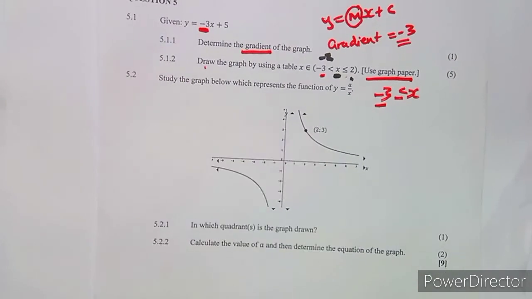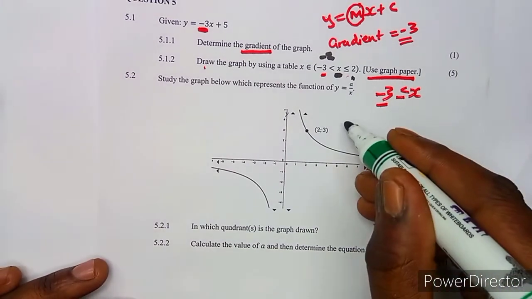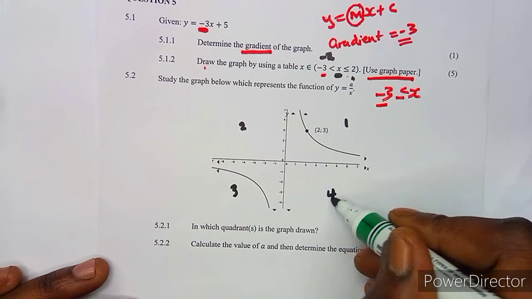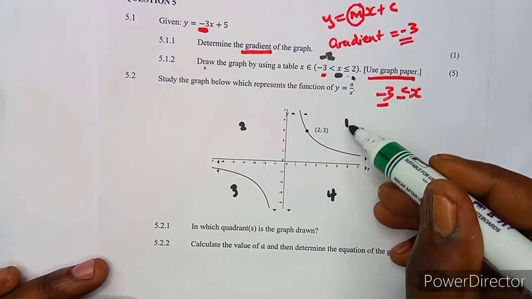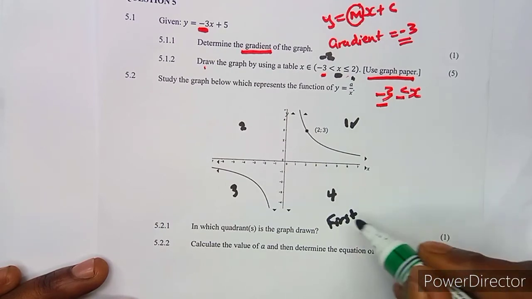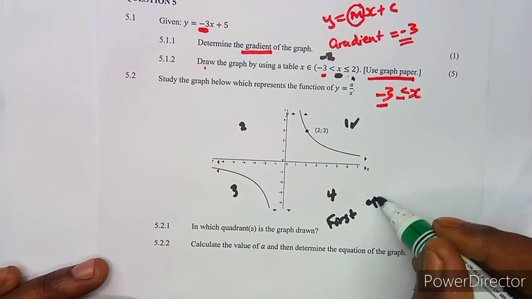So another question is, study the graph below which represents the function of y is equal to a over x. All right. In which quadrants is the graph drawn? Okay, in which quadrants are we seeing the graph? Okay, so we know how we name the quadrants. This is the first quadrant, the second quadrant, the third quadrant, and the fourth quadrant. So we can see that it is in the first quadrant, which is quadrant 1.